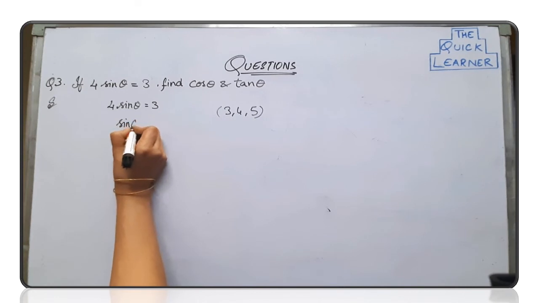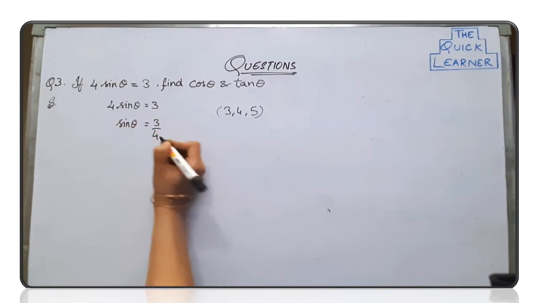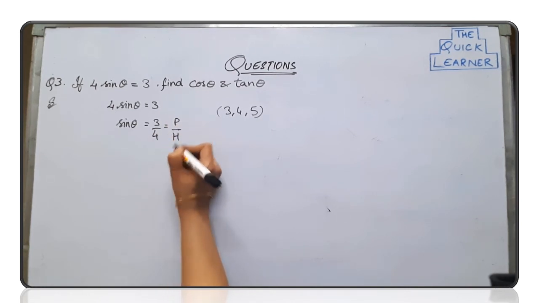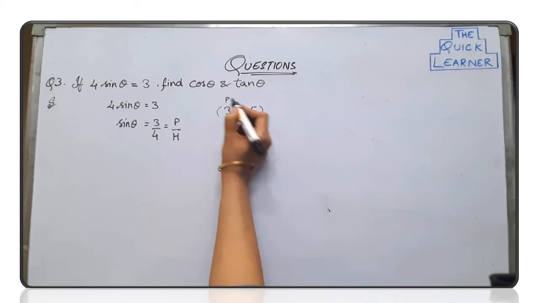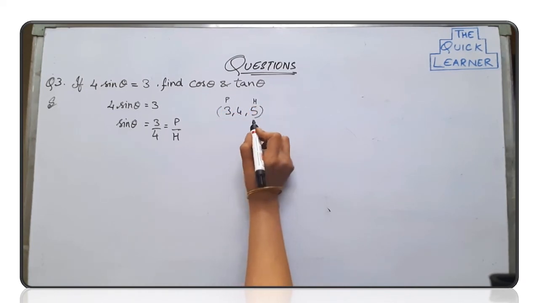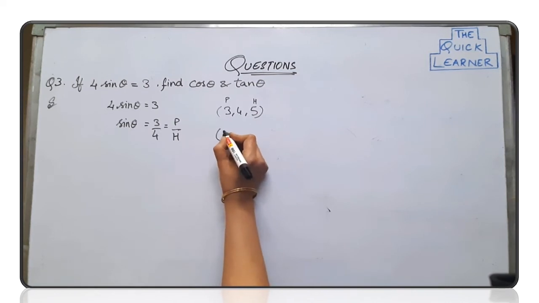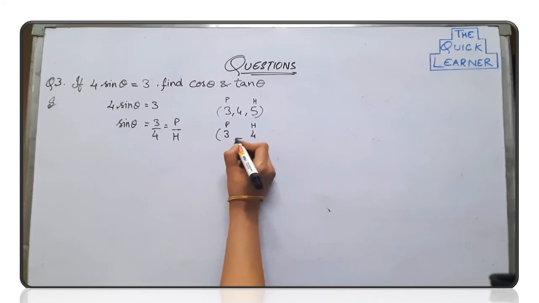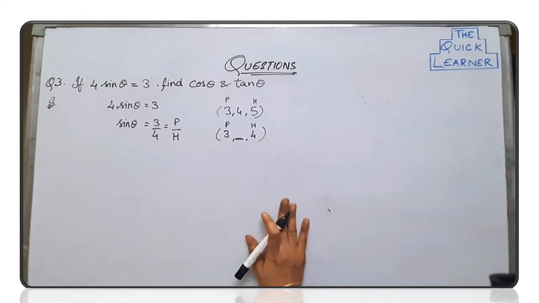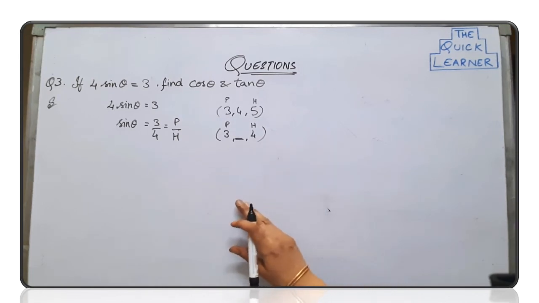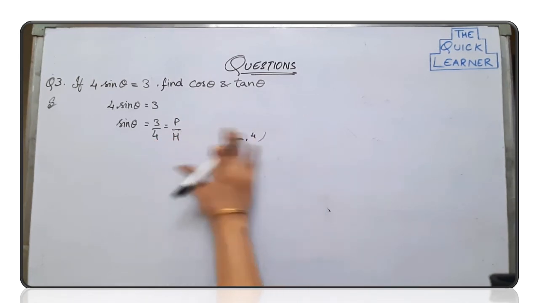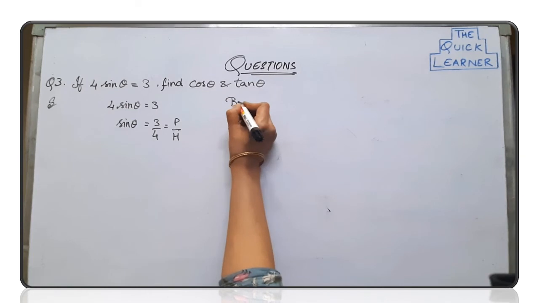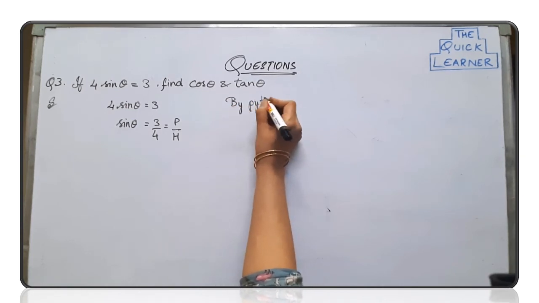See, sine theta is equal to 3 by 4, right? Here 3 is perpendicular and 4 is the hypotenuse. This is perpendicular, this is hypotenuse in this case. Whereas here 3 is the perpendicular, 4 is the hypotenuse. Then what is the base? It cannot be 5 because the hypotenuse is the longest side, right? So we can't go according to this trigonometric triplet. We have to find out by Pythagoras theorem.